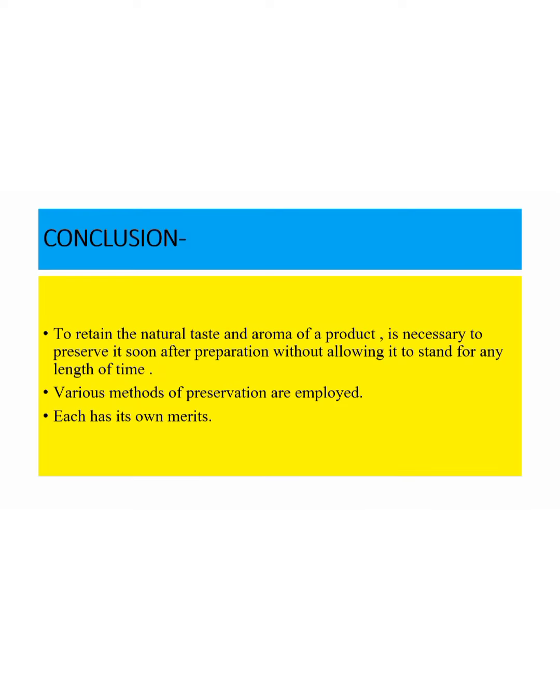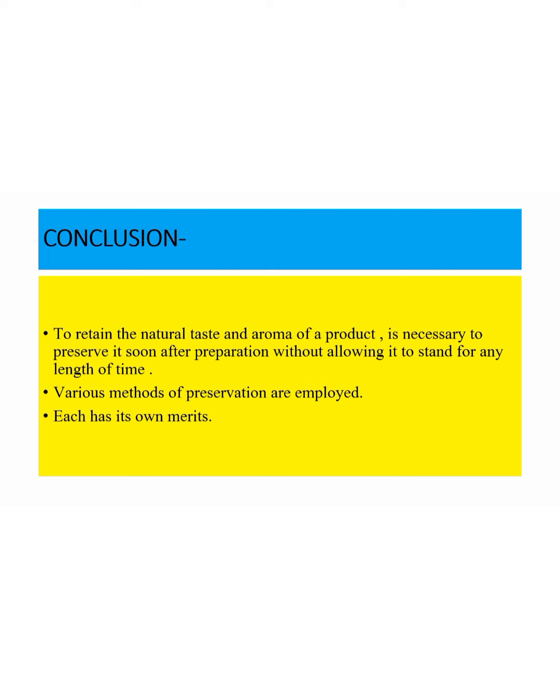So coming to the conclusion, with these three principles and the spoilage of the food, we learned that to retain the natural taste and aroma of the product, it is necessary to preserve. For example, if you make pickle at home, you need to preserve it, right? Because you are making it in a larger quantity, and if you don't provide certain conditions, it will get spoiled. And if you want the taste and aroma of what you made yesterday to be the same even after 1 month, you need to preserve it well.